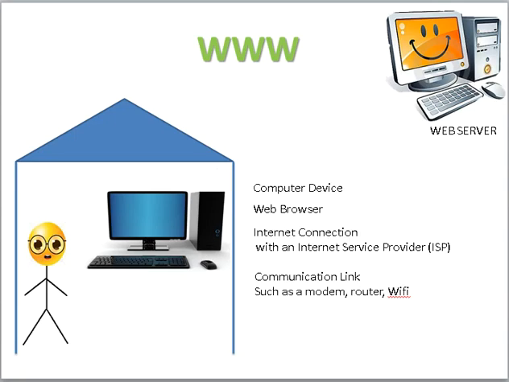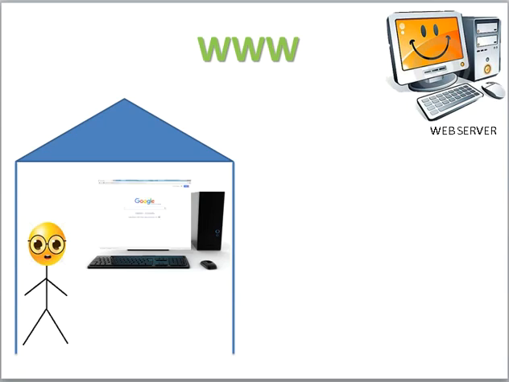So on that computing device, we need to have a web browser so that you can see the web page. You need to have an internet connection with the ISP, internet service provider, such as Flow, B-Mobile, etc. You also need to have that link, whether it's through your Wi-Fi, modem, router, whatever. Good. So we're at home with your computing device, and you open your web browser.